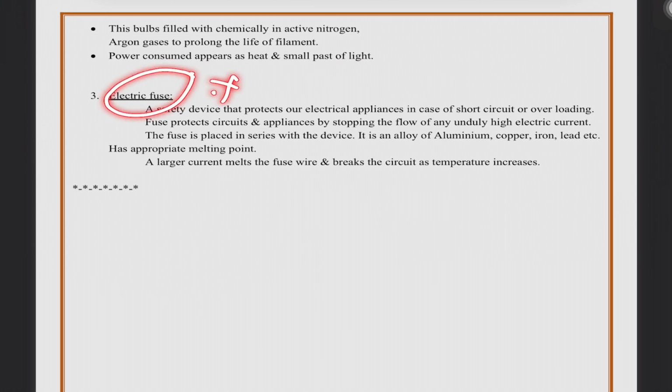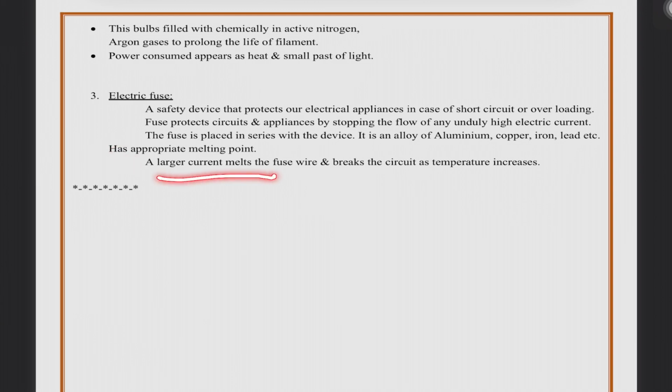Coming to the electric fuse, important for 1 mark or 2 marks. It is a safety device that protects our electrical appliances in case of short circuit or overloading. Fuse protects circuits and appliances by stopping the flow of any unduly high electric current. The fuse is placed in series with the device. It is an alloy of aluminum, copper, iron, lead, etc. It has an appropriate melting point because it has to melt before the current is going to reach the appliance.